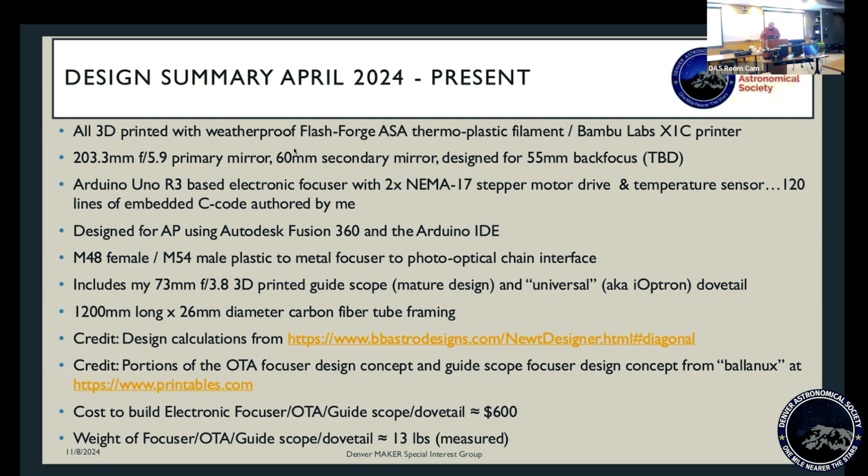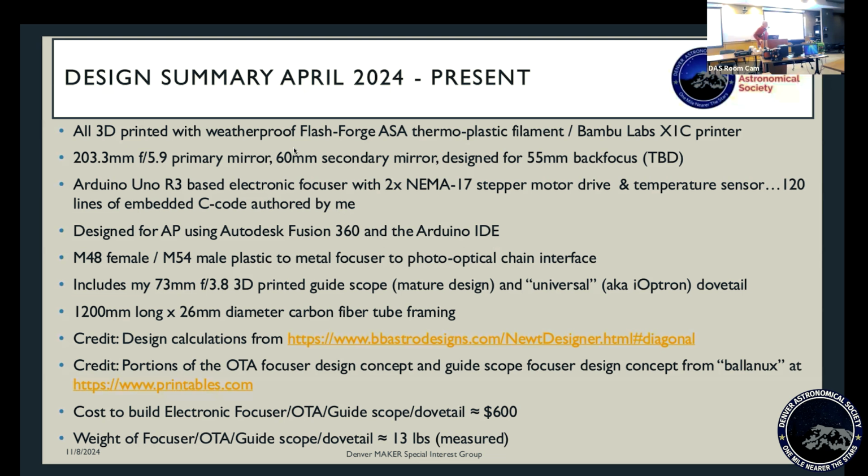The scope design is an f5.9 8-inch scope. It has a 60 millimeter secondary mirror with a 55 millimeter back focus that's yet to be measured. It has an Arduino Uno R3 electronic focuser using a NEMA 17 stepper motor drive and temperature sensor included. And it's got 120 lines of embedded C code for the Arduino. So it's pretty simple. It's designed for astrophotography. And the entire thing was designed, including the guide scope, using Autodesk Fusion 360.